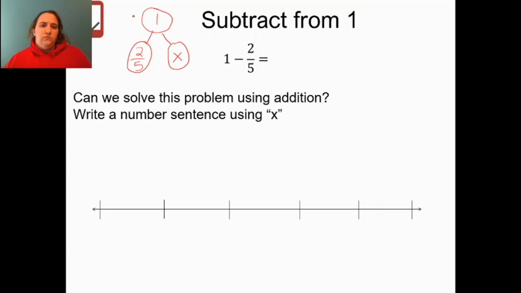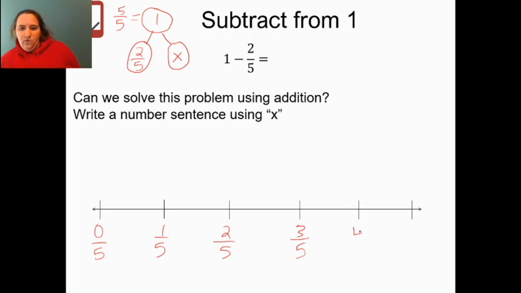Well, we know 1 whole is really just equal to 5/5 in this case, right? So if we start at 0/5, we go to 1/5, 2/5, 3/5, 4/5, and 5/5. Now we can solve on the number line using addition. But it says to write a number sentence using x. So we're going to write an addition sentence using x. So we have 2/5 plus x, which is our variable, equals 1 whole.